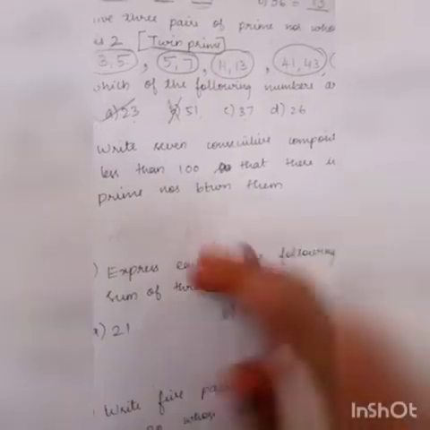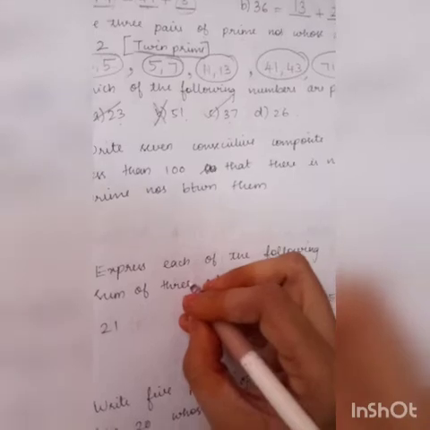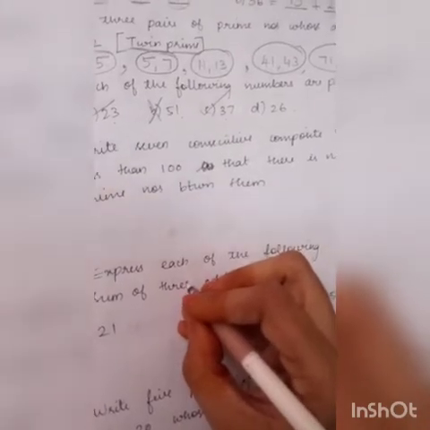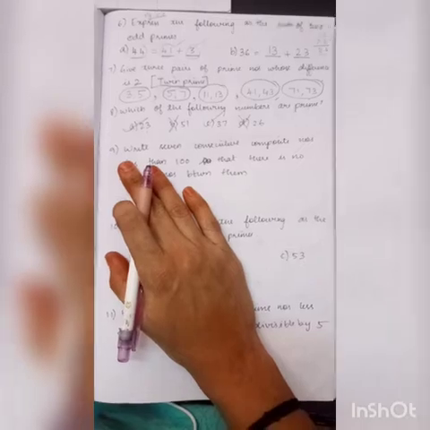Is 37 a prime number? Yes, you can put a tick. Is 26 a prime number? No, so you can put a cross. Okay, you should write like this. Children, did you understand how to write it? Next is your ninth question.